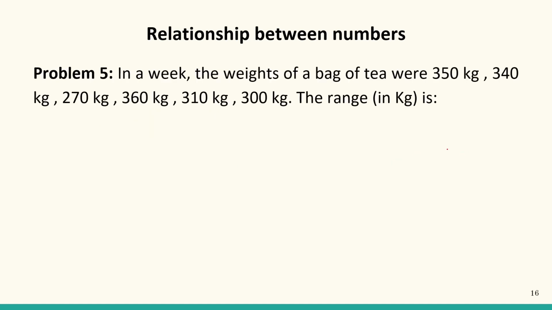So what problem 5 asks us is, in a week, the weights of a bag of tea were 350 kg, 340 kg, 320, 360, 310 and 300 kg. So the range in kg is, so what range is? Range is nothing but whenever you are given a sequence, let's say A, B, C, D, E. This is just a basic sequence and they don't have proper values right now. These are just characters. But let's say these are actually constants and they have some values.